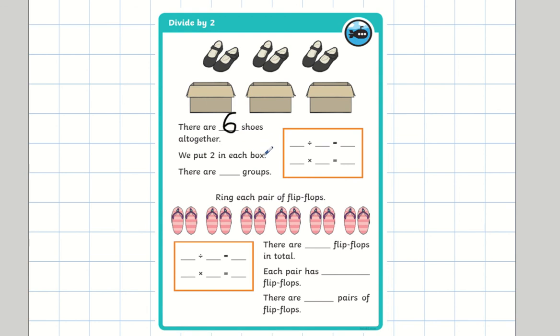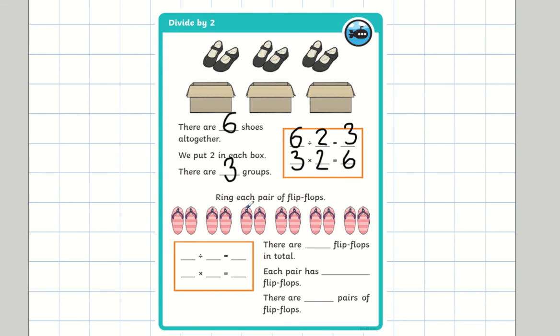We put 2 in each box. Okay, and there are 3 groups, which means what division calculation could we do? We've got 6 and we've divided them by 2, giving us 3. If we were doing a multiplication, we've got 3 groups of 2, and we've got 6 in total. So 6 divided by 2 is 3, and 3 times 2 is 6.